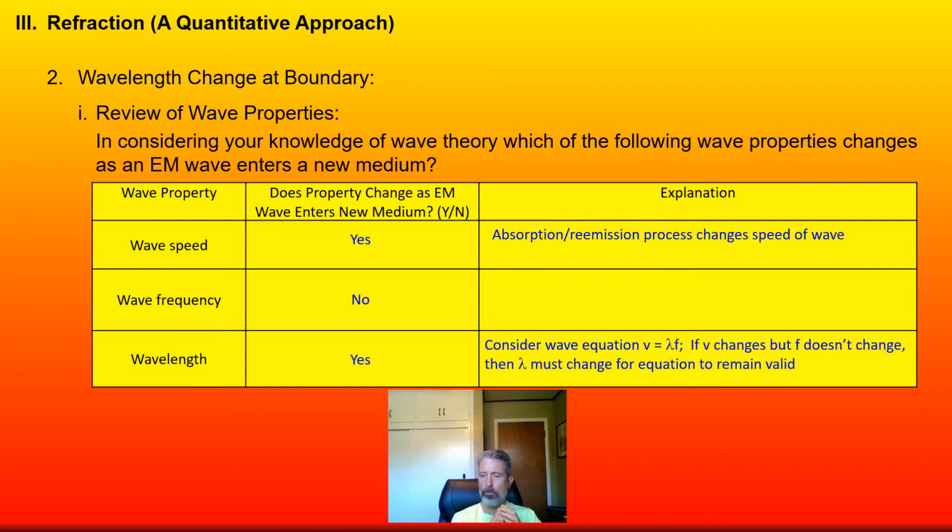Like we're saying, from the wave equation, v equals lambda f, if v changes but the frequency does not change, if the frequency is a constant, then the only possibility is that the wavelength must change as well in order for this wave equation to remain valid. So, bottom line, when a wave travels from one medium into another, remember that the frequency does not change, but both the wave speed and the wavelength will change in a direct fashion.